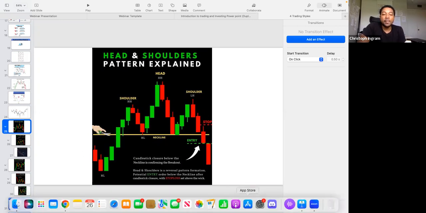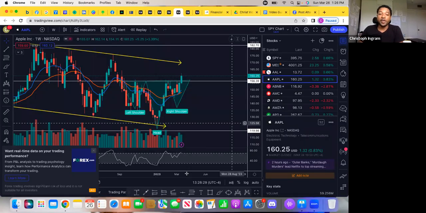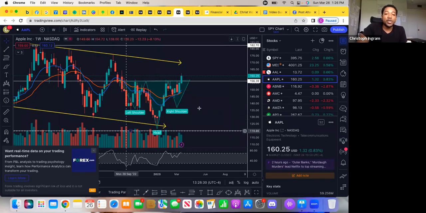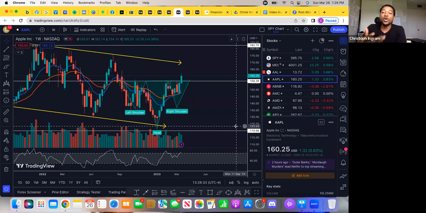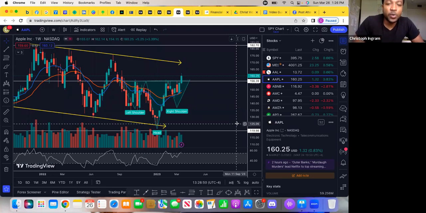And this head and shoulders pattern works on all time frames. But I am using the 1 week time frame to show you an example today, right? You can use this on a 5-minute time frame for day trading. You can use it on the 50-minute time frame for day trading. You can use it on the 1 hour time frame and the 4 hour time frame for swing trading. This pattern works on all time frames, right? 80% accuracy. So let's get into it.